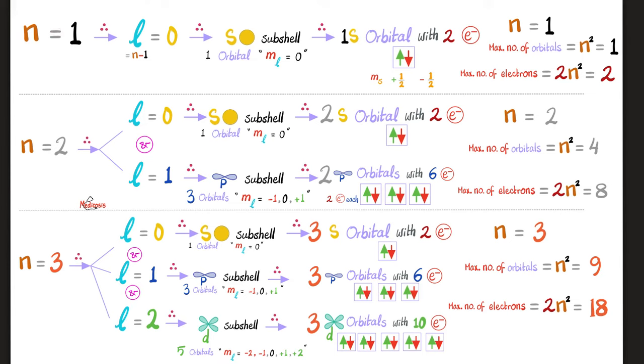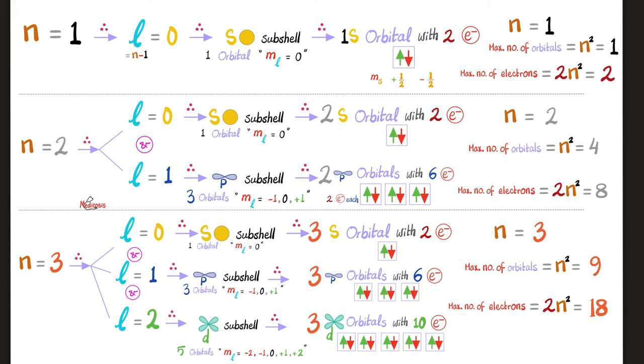So here is 1s. The 1s orbital has 2 electrons maximum, which means the first shell has 2 electrons maximum capacity. Look at the rule. When n equals 1, when we're talking about the first shell, what's the maximum number of orbitals? N squared, which means 1 orbital maximum. And this orbital can carry a maximum of 2 electrons. Bingo. Now let's talk about the second shell. The second shell, well, I also have the S subshell, which means L equals 0, and everything is similar to what we have discussed.